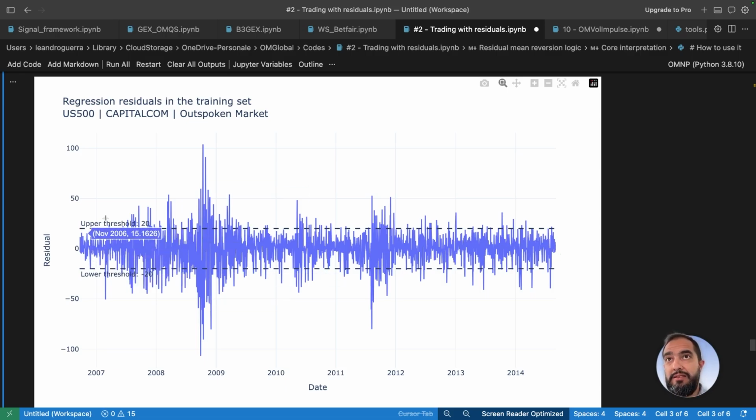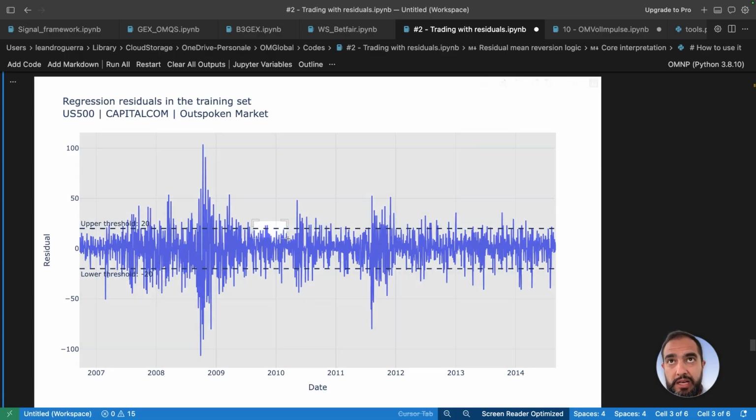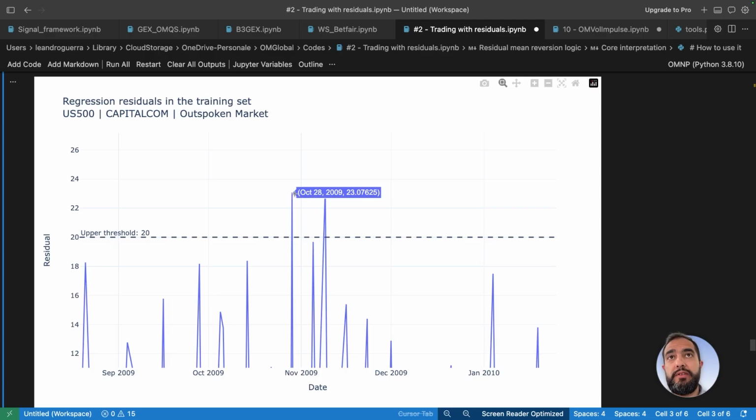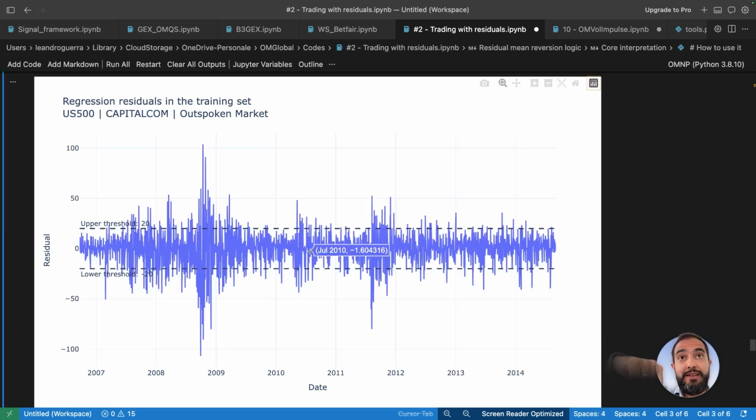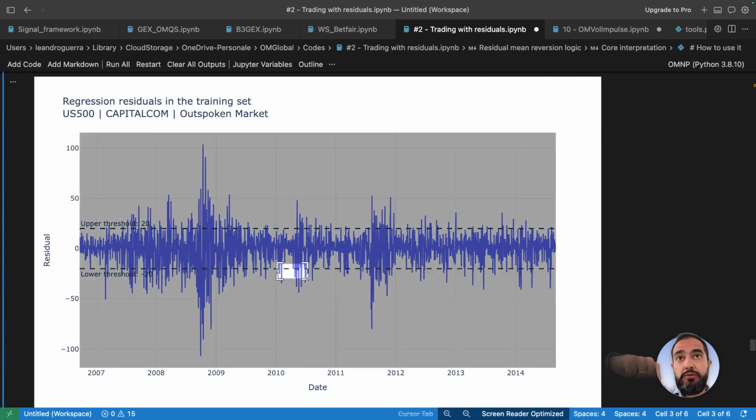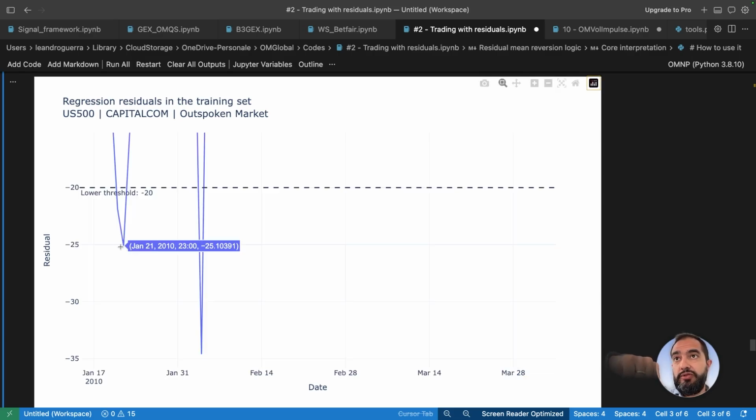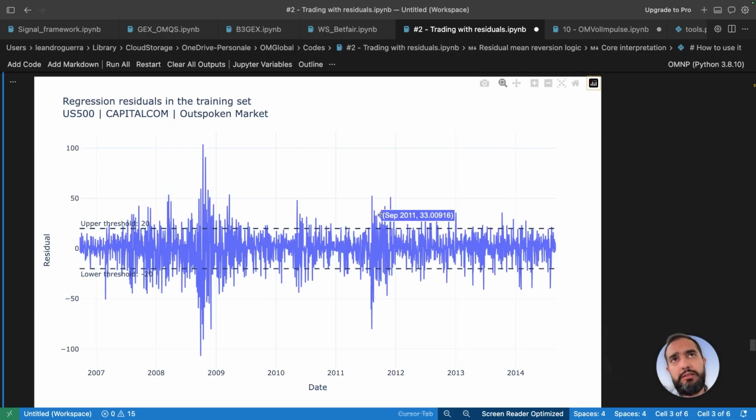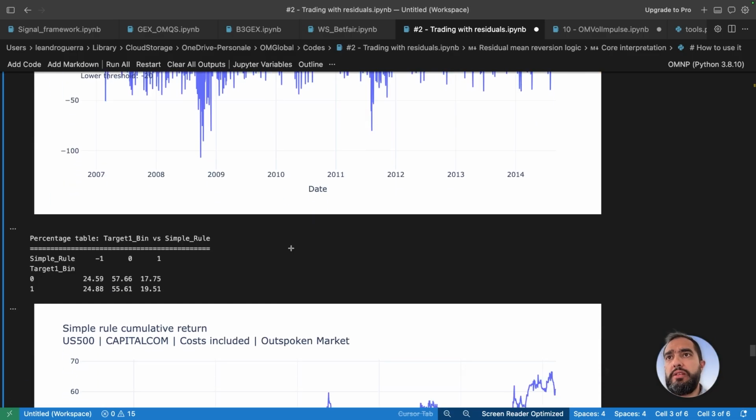You see these dashed lines in black, they are our threshold. So if I pick up, for example, this point over here, on October 28, 2009, we had the residual going above the upper threshold, triggering, in this case, the short rule. Another example would be, if I pick up here on January 21st, 2010, we got a long signal, and this goes all the way through our data frame.